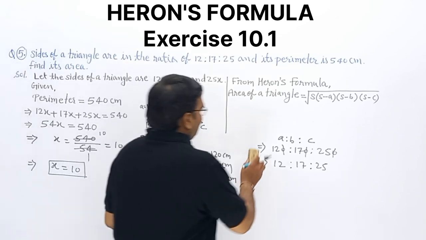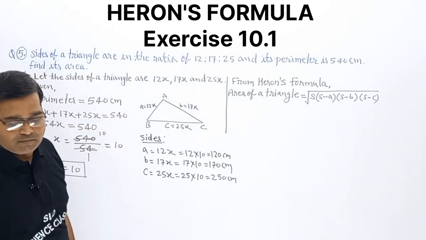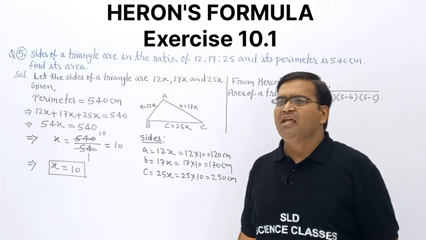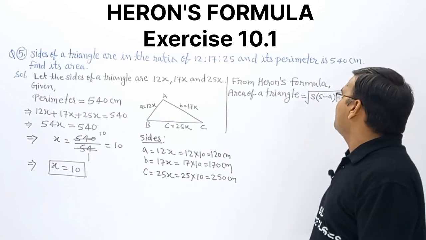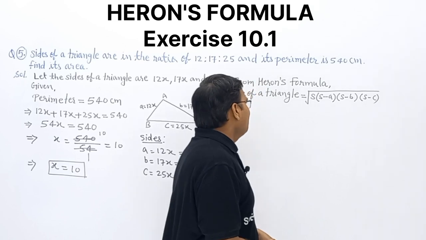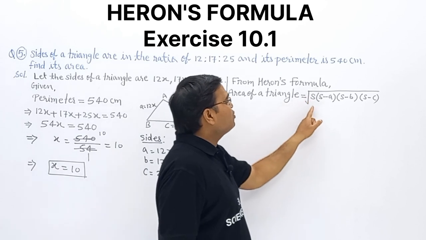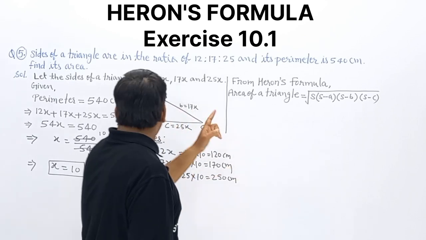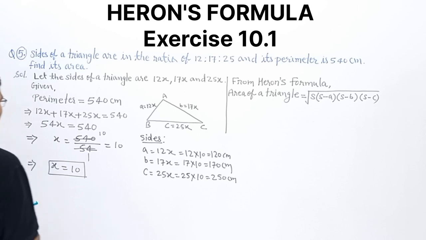Now the question is given: find its area. Since we do not have an exact idea of the height, we have only one option. We will apply Heron's formula. By using Heron's formula, we can find the area of a triangle. It is the square root of S into S minus A into S minus B into S minus C. S is the semi-perimeter. So how will we find S?